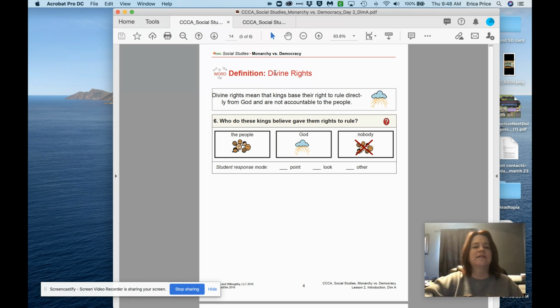Divine rights is our next term. Divine rights. Anybody know what that means? Divine rights mean that kings base their right to rule directly from God and are not accountable to the people.